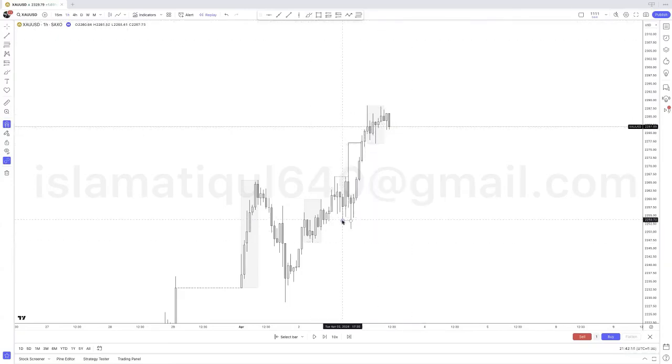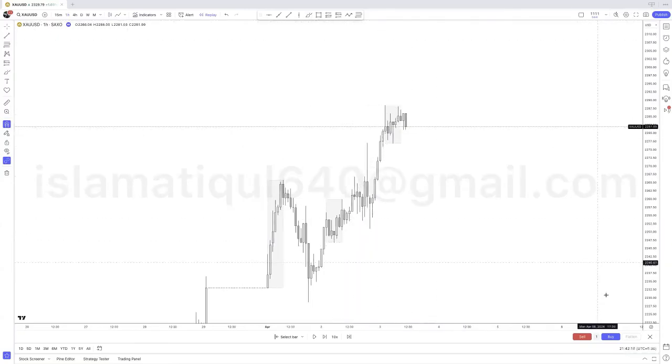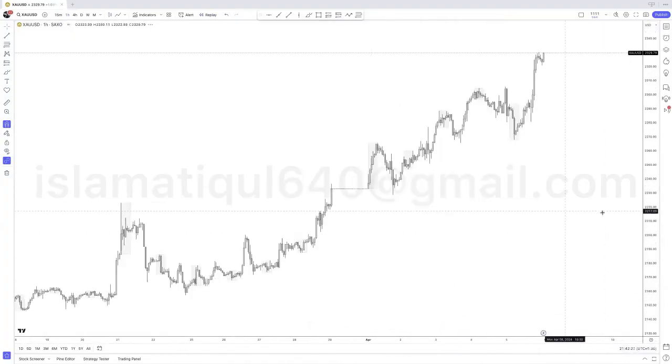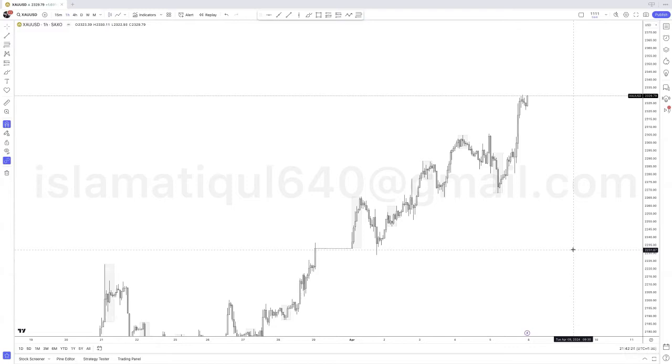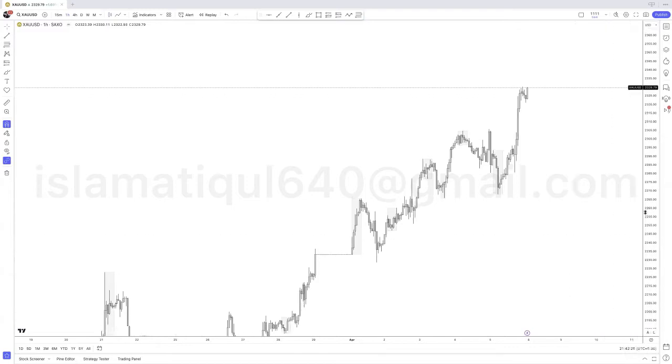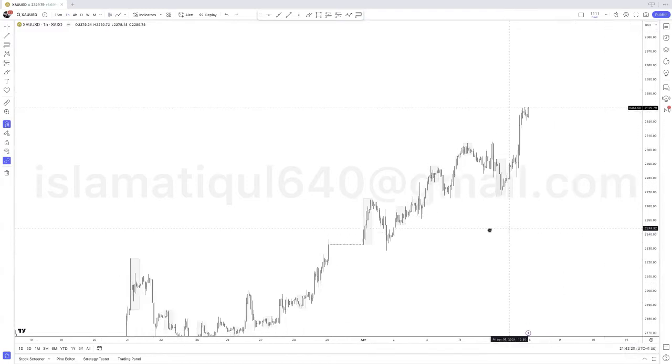Can you understand it? I know it's not very easy, but with backtesting, you'll understand. So don't worry. If you're new to this, it's not going to be that easy. That's the thing, though. It's not going to be very easy.